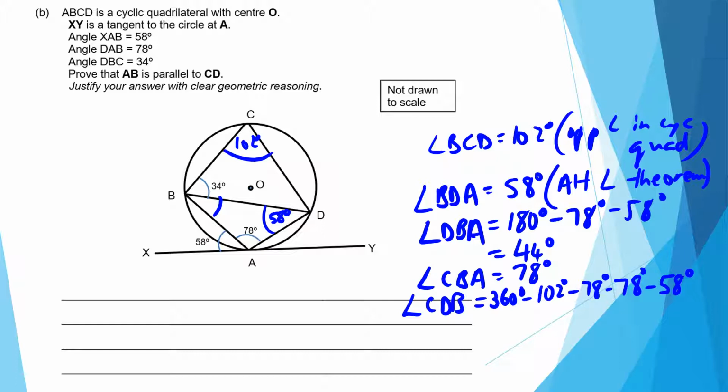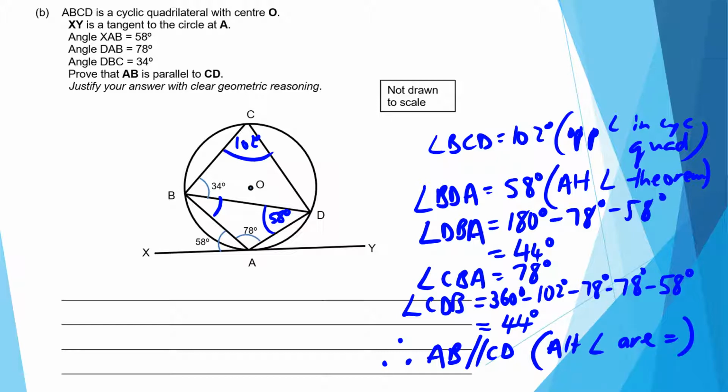And what we will find is that angle CDB must be 44 degrees as well. And so now we can say therefore that AB is parallel to CD as alternate angles are equal. There we are.